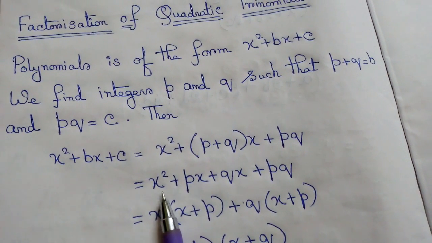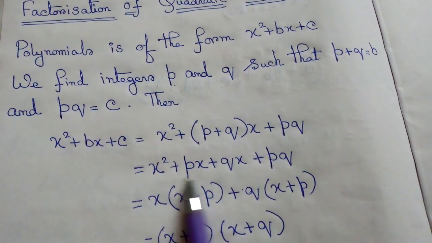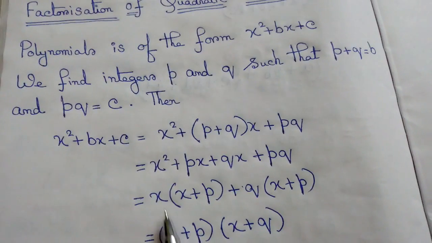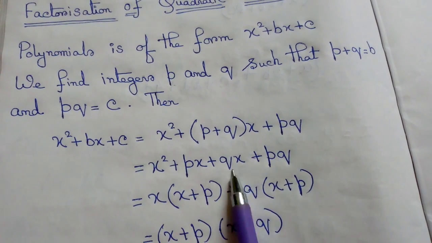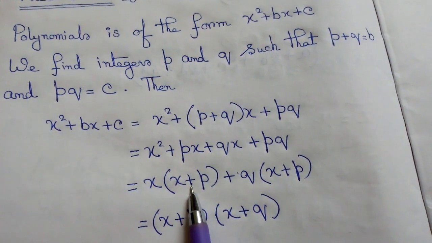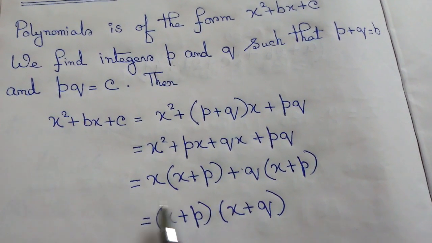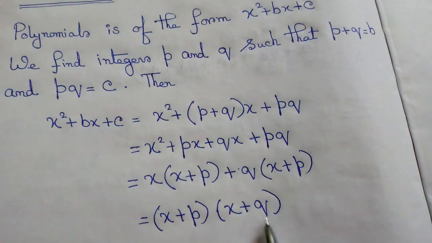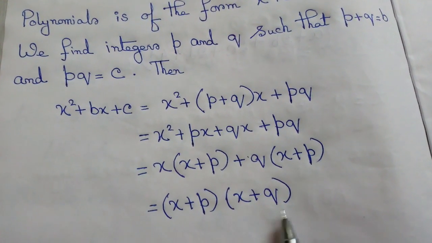So we get x square plus px plus qx plus pq. X we can take common from these two terms, we will get x into x plus p. Q we can take common from these two terms, plus q into x plus p. So x plus p we are taking common from both the sides, we are getting x plus p, and what is left, that is x plus q. So this is the factor of x square plus bx plus c in the form of p and q.